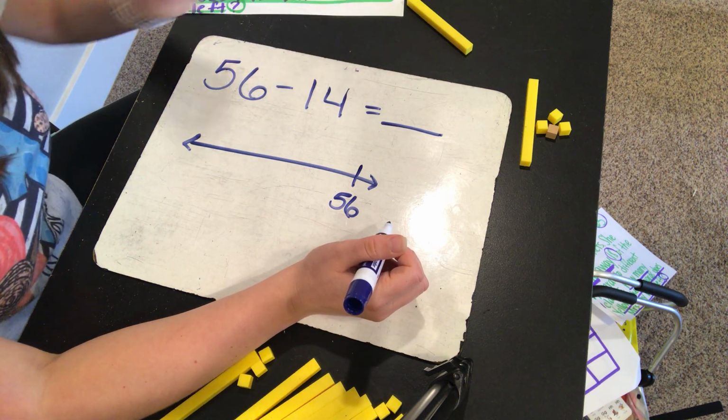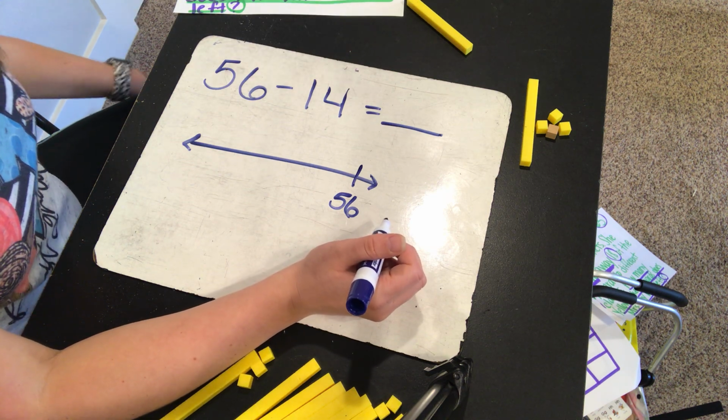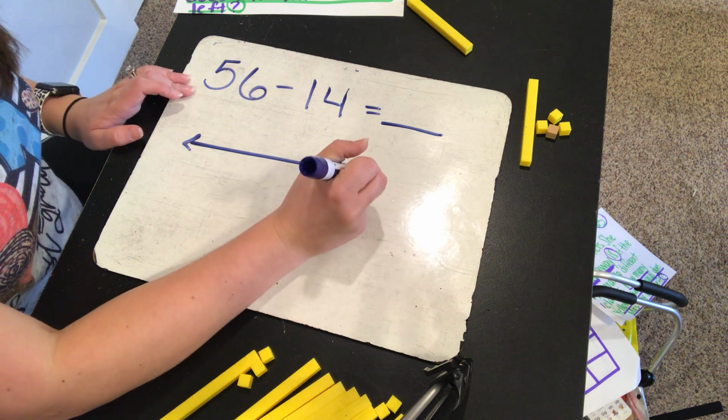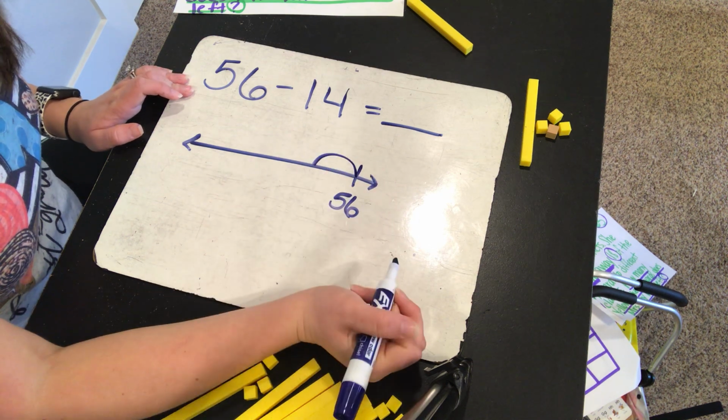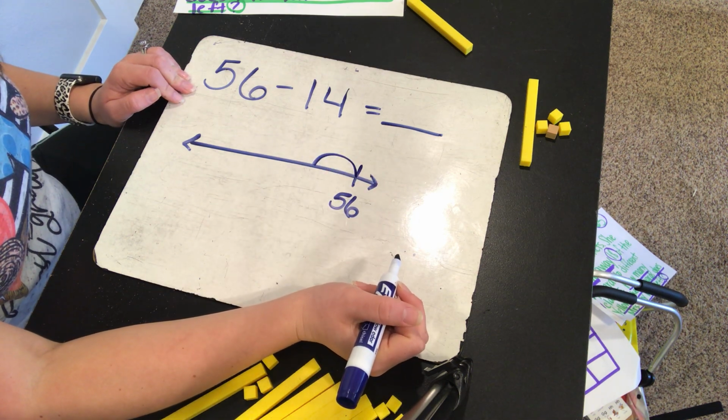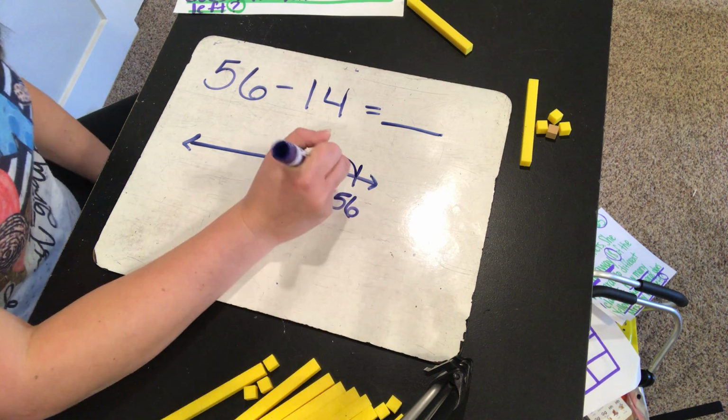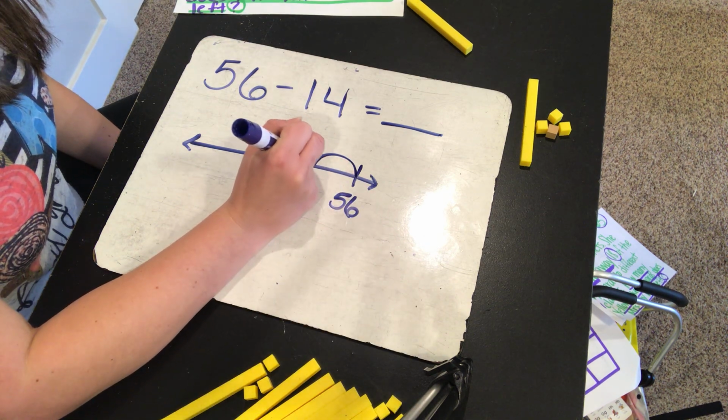How many 10s are in 14? There is one 10 in 14, so we're going to do one 10 jump. And then how many 1s? There are 4 1s, so 4 1 jumps.